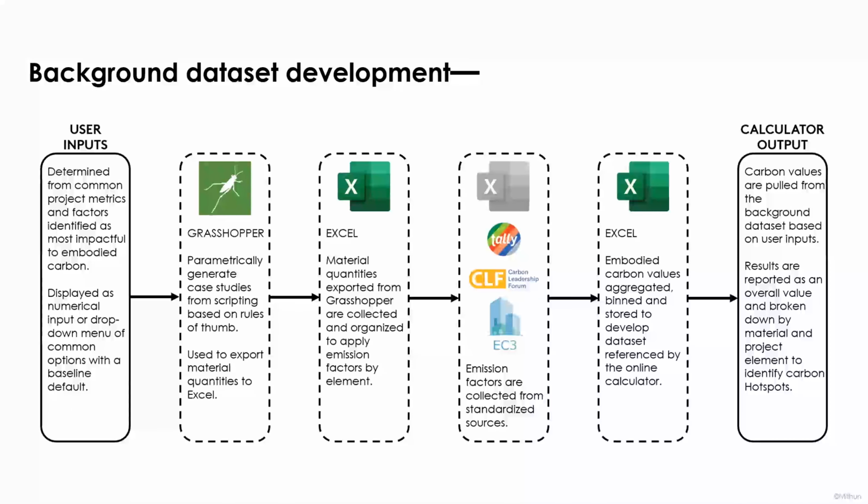So I apologize for the amount of text on this screen, but we wanted to give you an idea. We're really excited about this process that we have developed in order to build this background data set that the calculator will rely on. So we've started with identifying what all these new user inputs will be. And this map here is showing you essentially where we are now in the process, which is using Grasshopper to parametrically generate case studies based on user inputs.